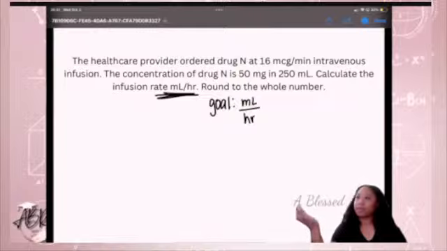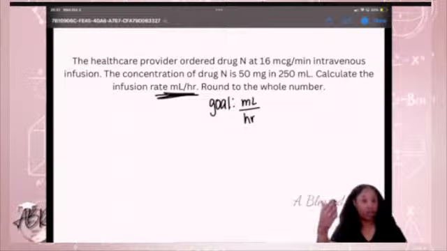So, no, this is not a weight-based problem. I lied. This is not microgram per kilogram per minute. That was the other one that I had. Sorry, I switched the slides. Look, week is weekend. Y'all work with me.